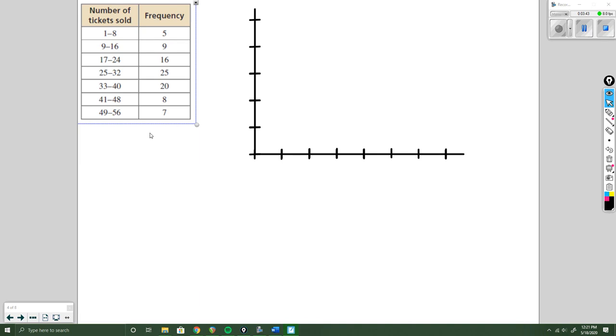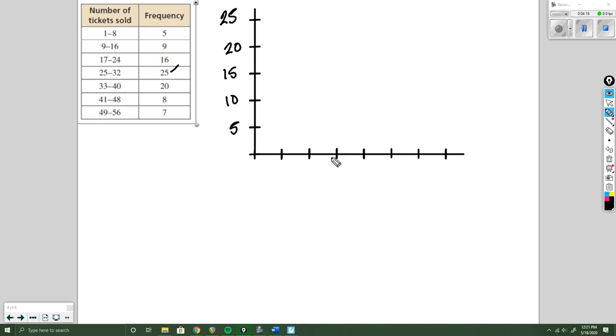The great thing about a histogram is it's really easy to create. The number of tickets sold is going to go along the x-axis, and the frequency is going to be on the y-axis. For the frequency, we have to get all the way up to 25. I've already pre-designed this, so we're going to go up by 5s. Obviously, you could pick something different. You don't have to go up by 5s. It's up to you. I'm going to go up by 5s just for ease here.